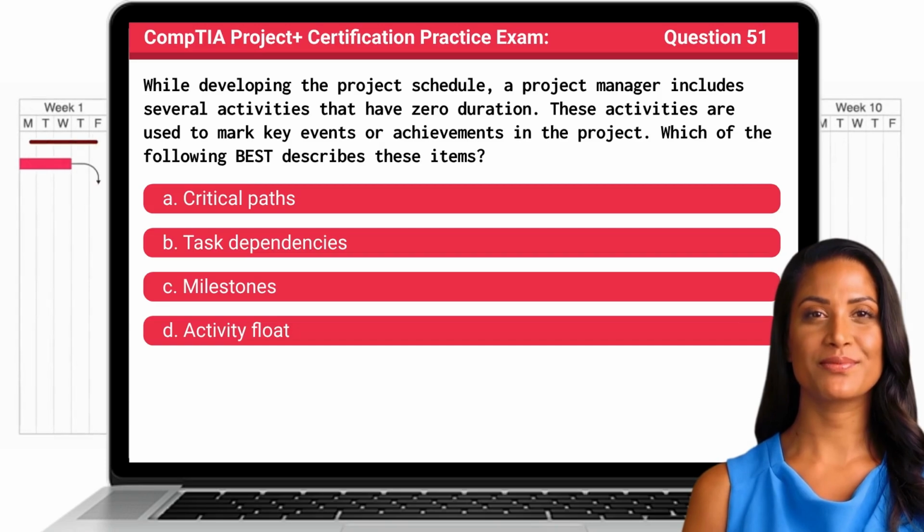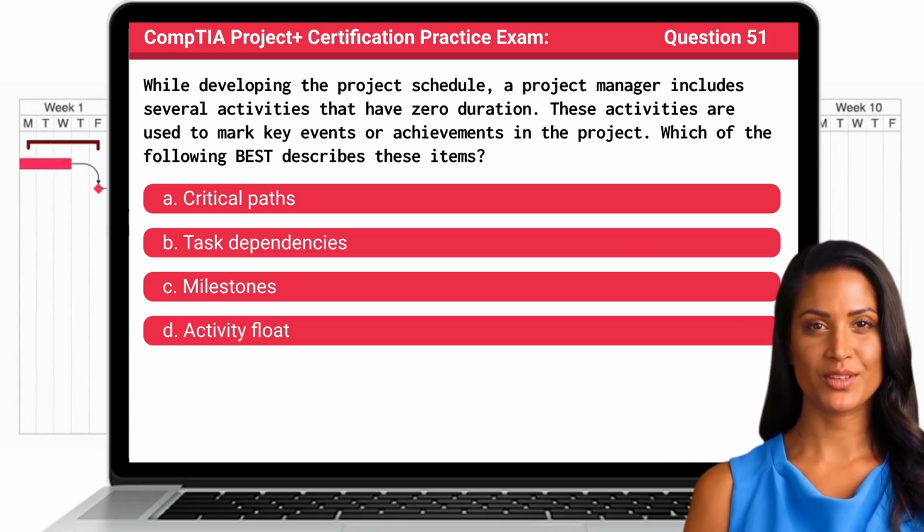Question 51. While developing the project schedule, a project manager includes several activities that have zero duration. These activities are used to mark key events or achievements in the project. Which of the following best describes these items?